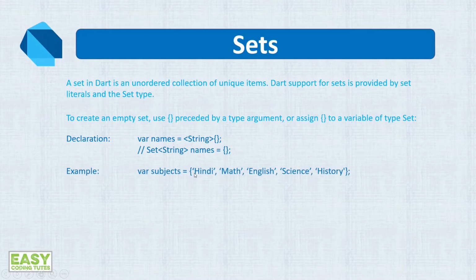Example, where subjects is equal to Hindi, math, English, science, history. We have multiple strings here.